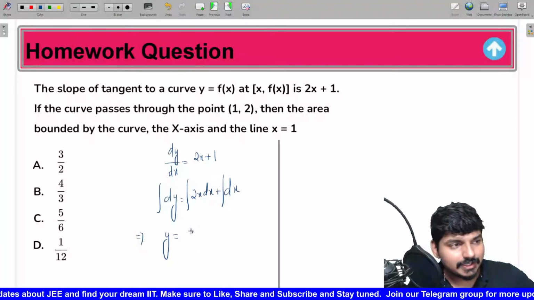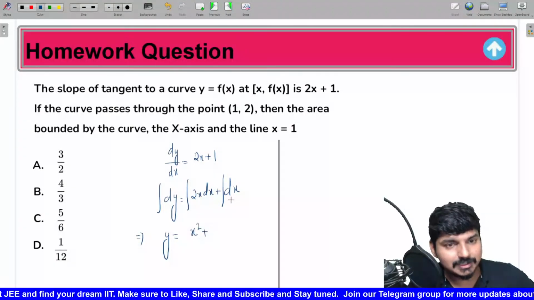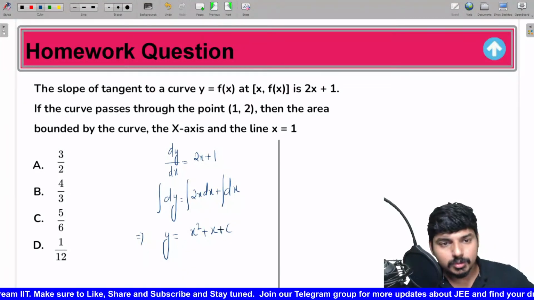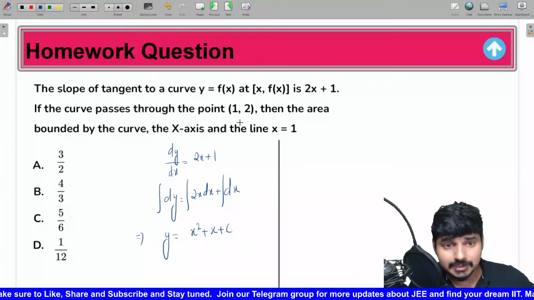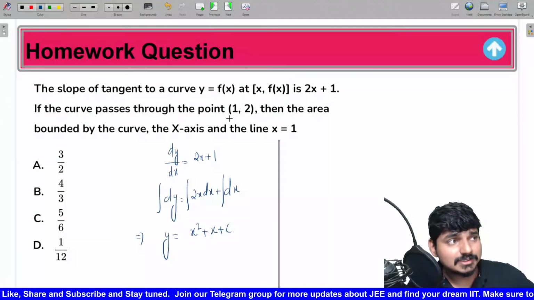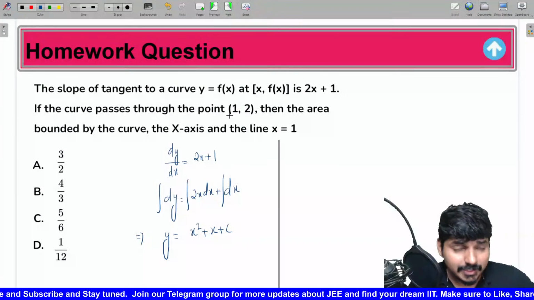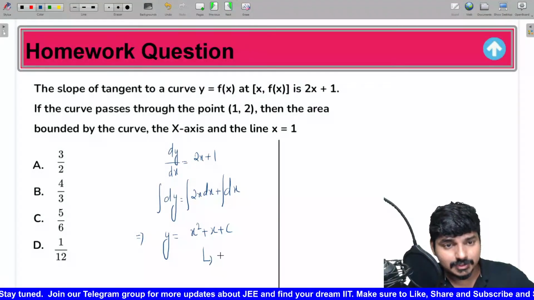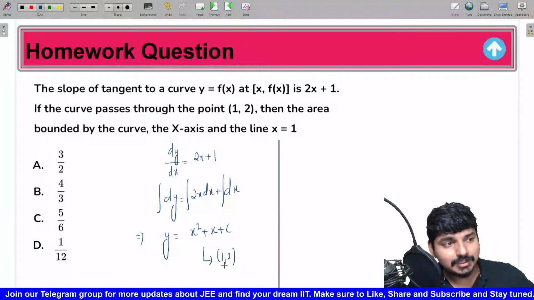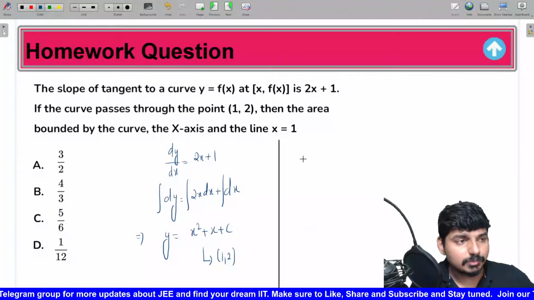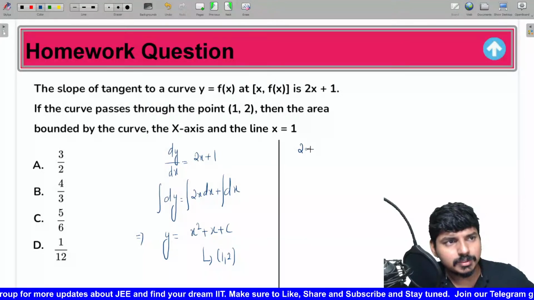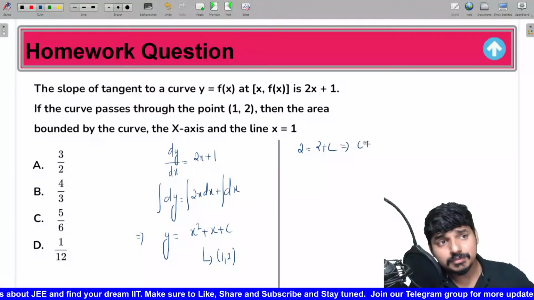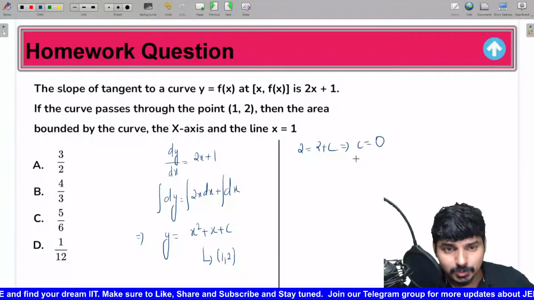Integration of 2x dx is going to be x square, plus integration of dx, which is x, plus c. This is what you're going to get. Also, in the question it's given that the curve is going to pass through the point (1, 2). So what does that mean? The curve is going to satisfy this particular point (1, 2), right? So if you put x equal to 1, y equal to 2, you end up getting 2 is equal to 2 plus c, and from here the value of c you're going to get is simply 0, everyone.